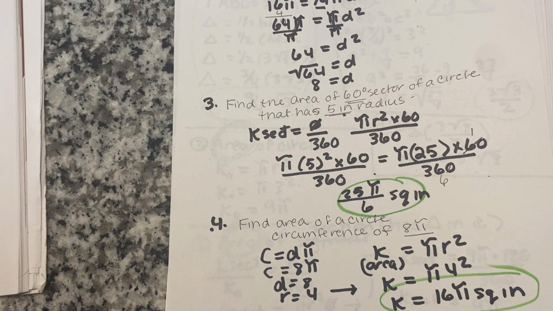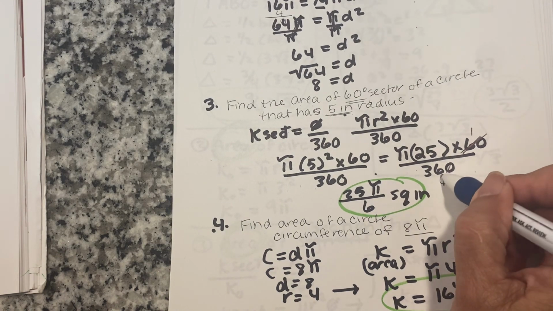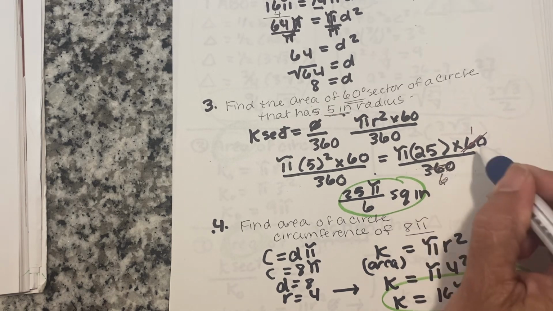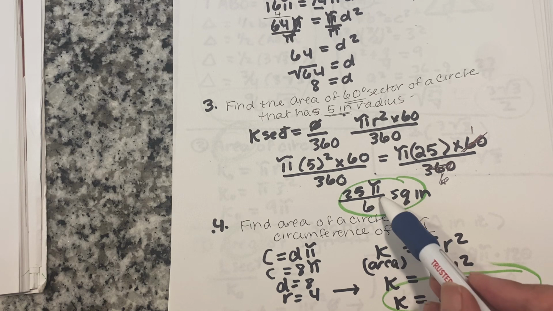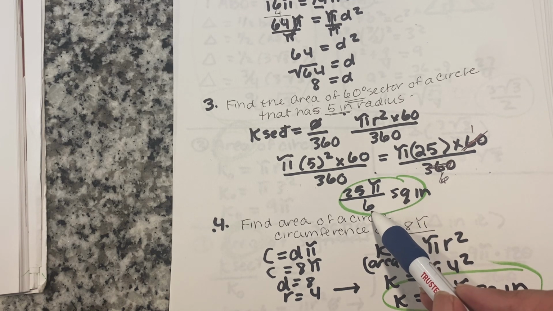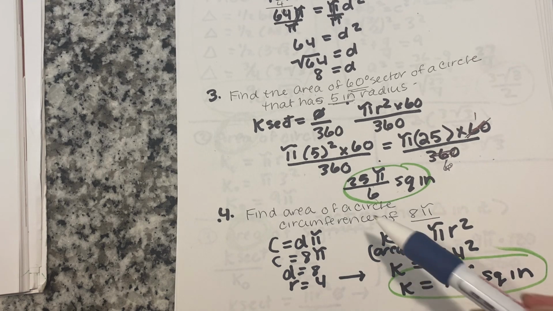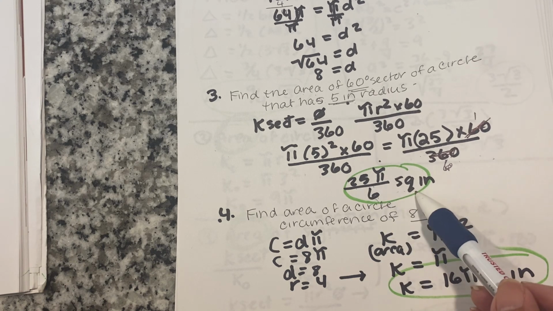Well, if we look at this right away, we can reduce this. 60 goes into 360 6 times. There we go. So we got rid of 360 and we got rid of 60. So now we have 25 pi divided by 6 square inches. Now we can't reduce that because 6 doesn't go into 25, so we just leave it there. 25 pi divided by 6 square inches is the answer.